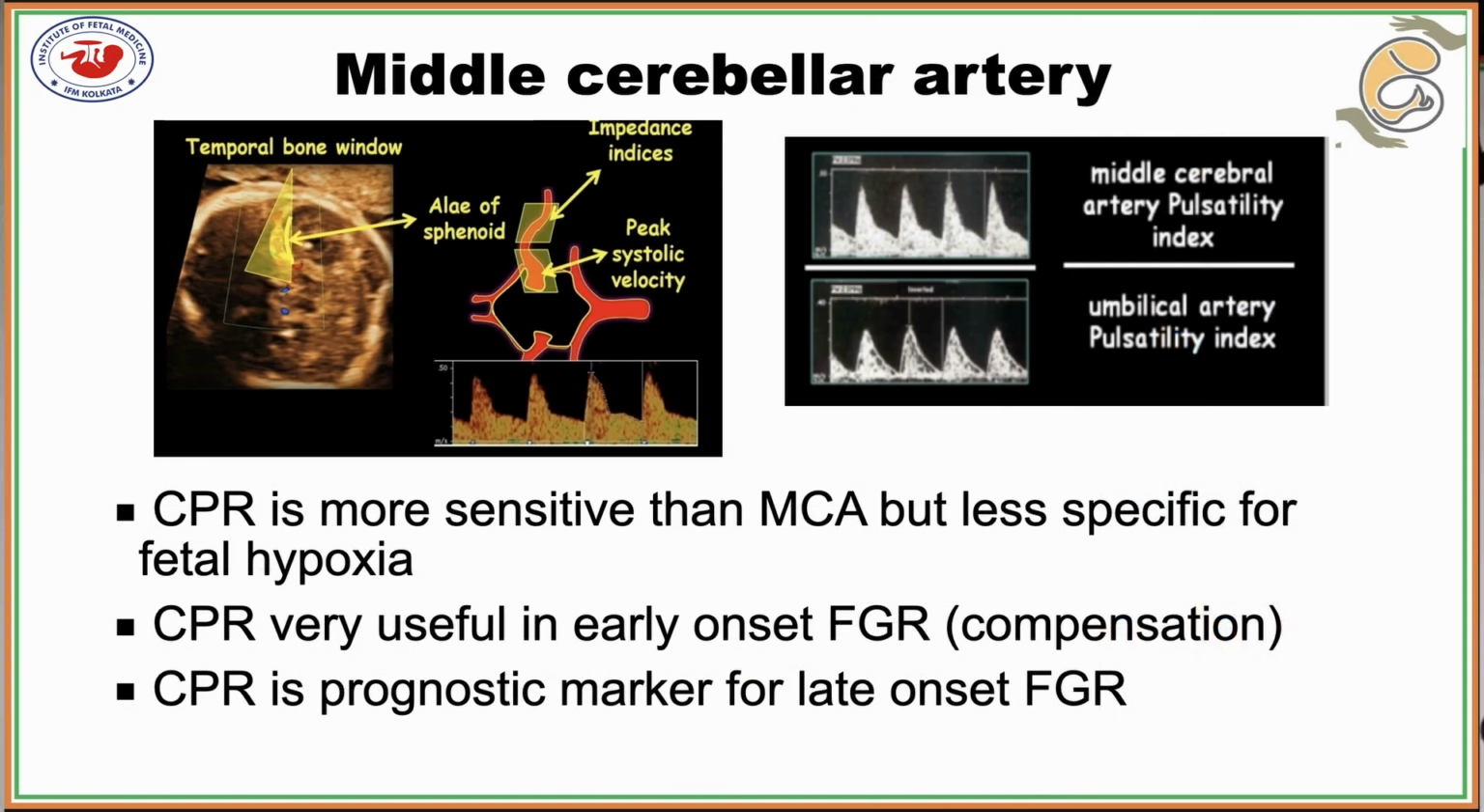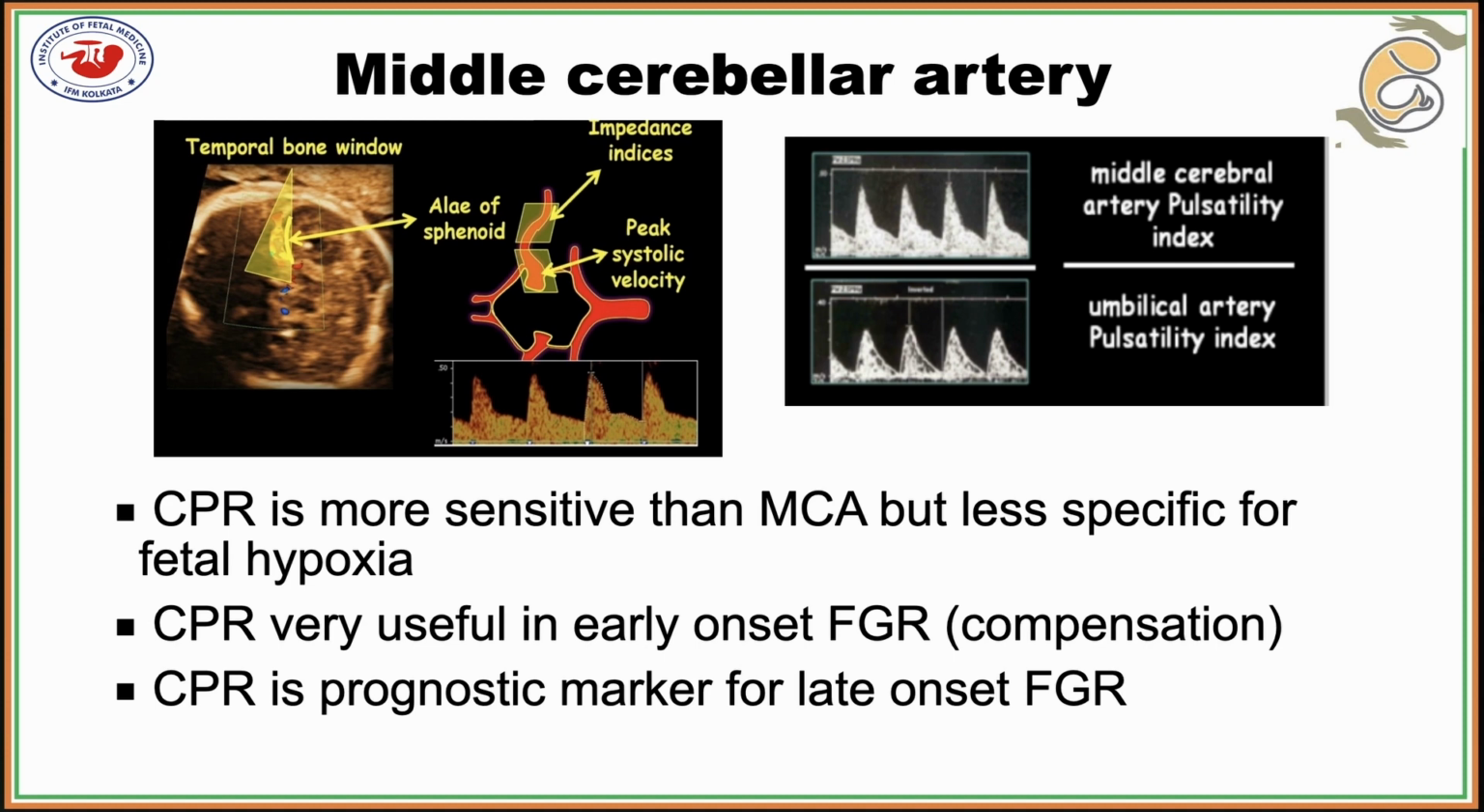Middle cerebral artery: things which we should know are where to sample, how to sample, and what we see. What is CPR first? Last time you were there, what is CPR? PI of MCA by PI of umbilical artery. MCA should be in the numerator and umbilical artery in the denominator. MCA is always the numerator.